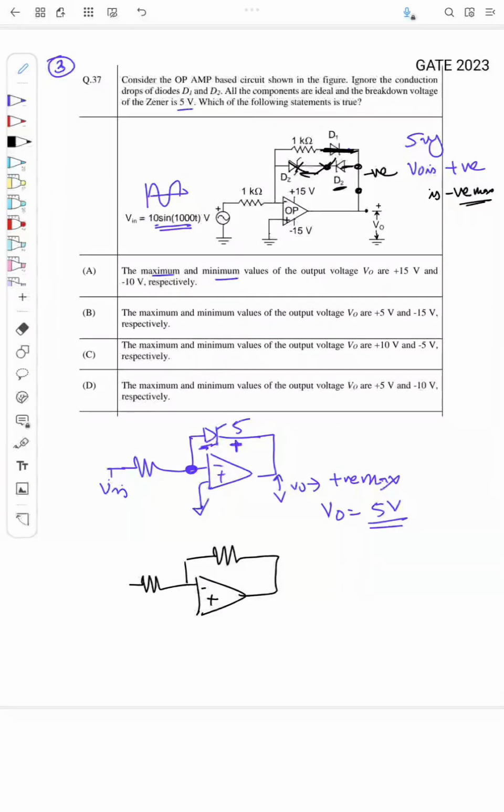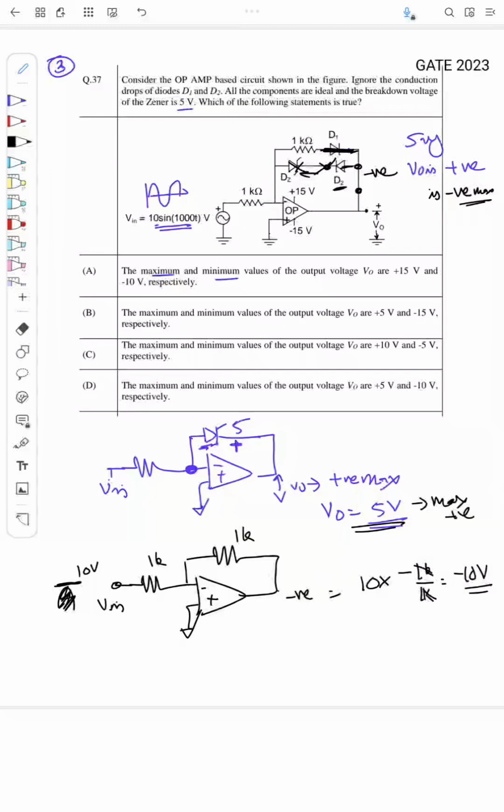this is 1k, this is 1k, and I have the input Vin, and the output is negative. So when does this become negative? When the input is in the positive cycle. In the positive cycle the maximum is 10 volt, right? So what is the output? 10 into minus Rf by R1, so minus 1k by 1k. The 1k cancels, so it is minus 10 volt. So the maximum positive is 5 volt, and the maximum negative peak is minus 10 volt. So the answer is plus 5 maximum and minus 10 minimum, right?